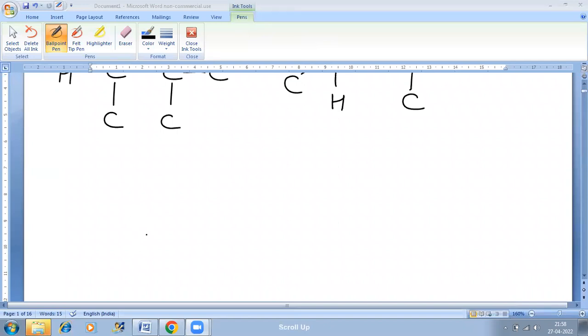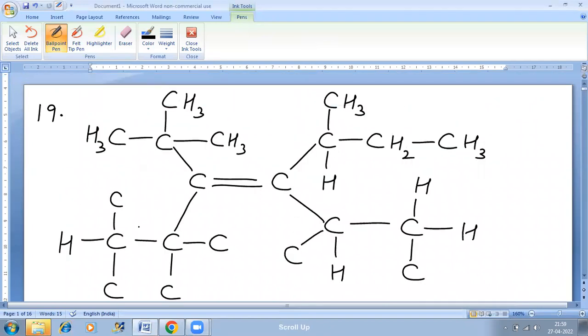Okay, so let's start with the 19th question. Now see, in the 19th question, what is happening? I have written the same question in a little different manner. So I have just turned and written it so it's easier to follow. Now, also I have applied CIP sequence and hence I have broken the double bonds. I have broken the triple bond and I have put only and only single bonds.